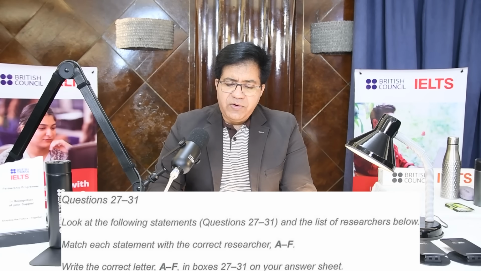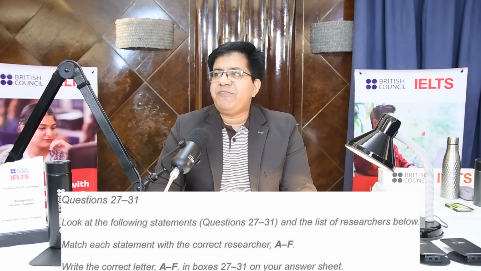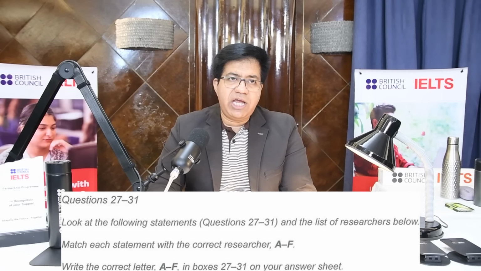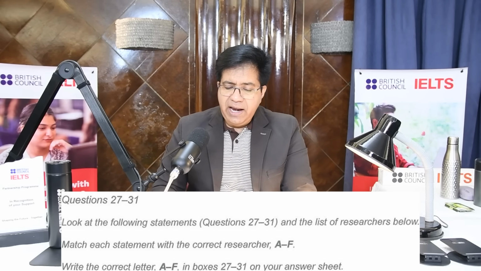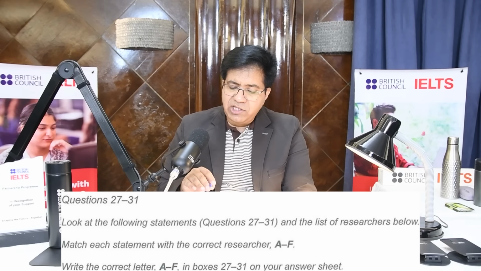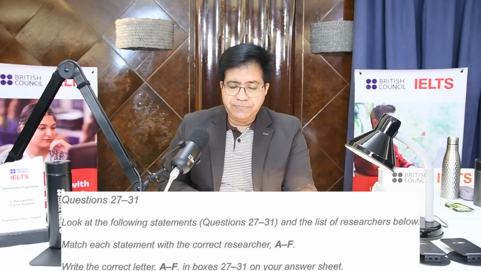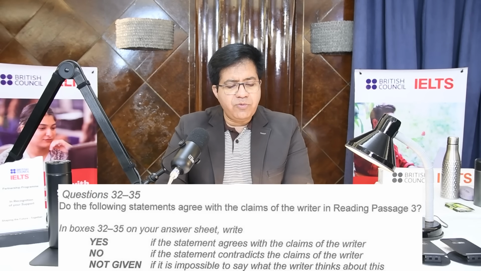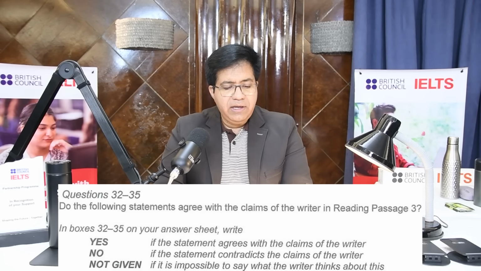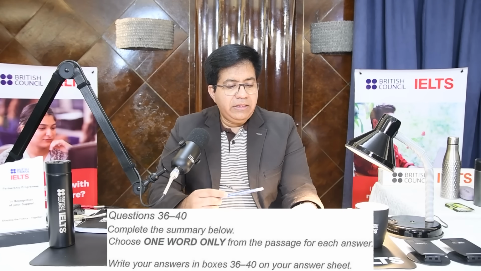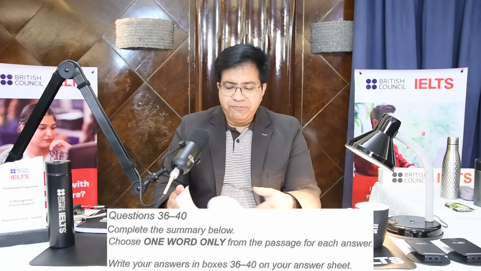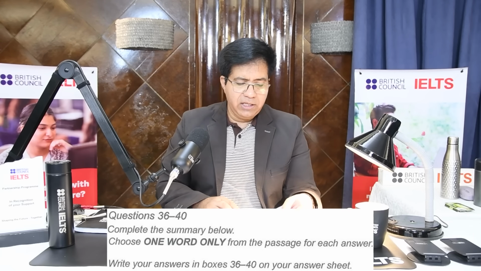Questions 27 to 31. This is called matching, a very common question type in Academic and General Training IELTS reading part 3. So there is a list of researchers and then there are their statements. We need to match the statements with researchers. Then we have 32 to 35, yes, no, not given, and they are also type A. And finally we have 36 to 40, one word only. Where should we start from? One word only, then you can go to yes, no, not given, and finally you can come to matching. Okay, all right.